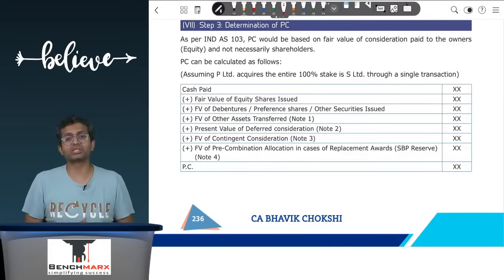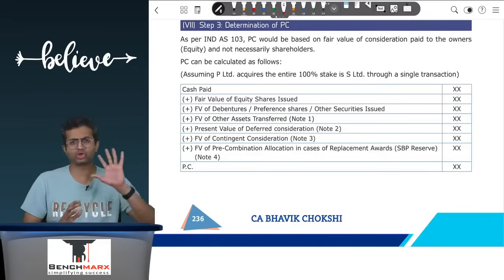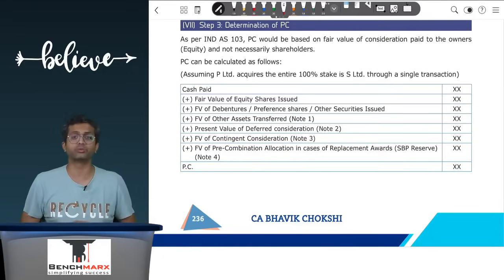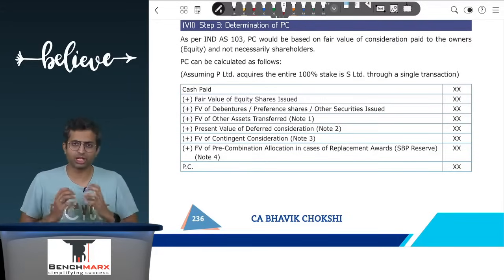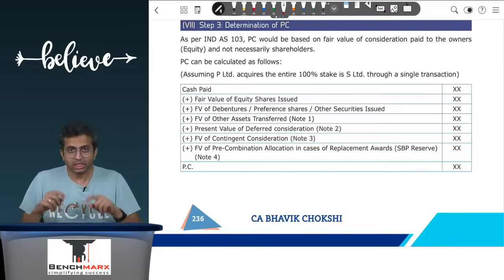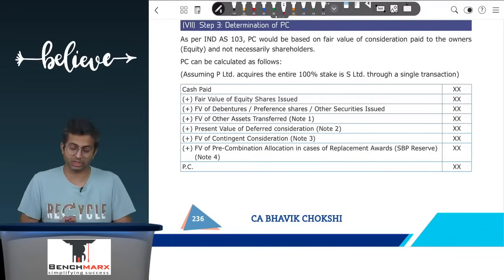Or there can also be something called deferred consideration. Deferred consideration means you don't have money to pay immediately, so if you agree to pay a part of the consideration, let us say, into the future, then there is time value involved, because you are acquiring control over the business today. However, a part of the consideration you are going to pay after 2 years, in which case in your purchase consideration you will try to find the present value of the deferred consideration.